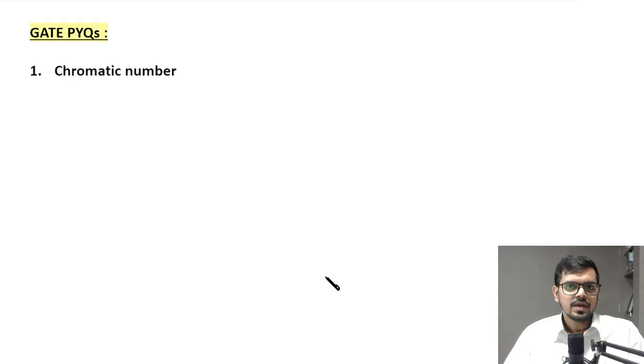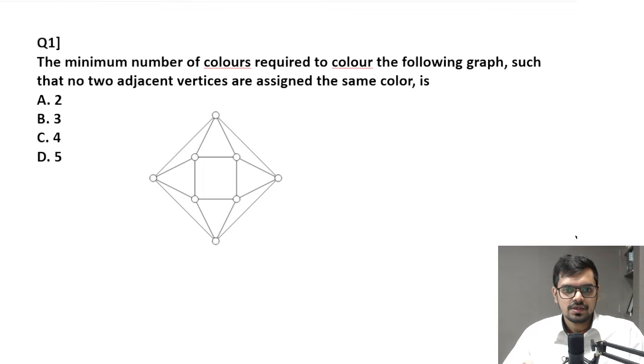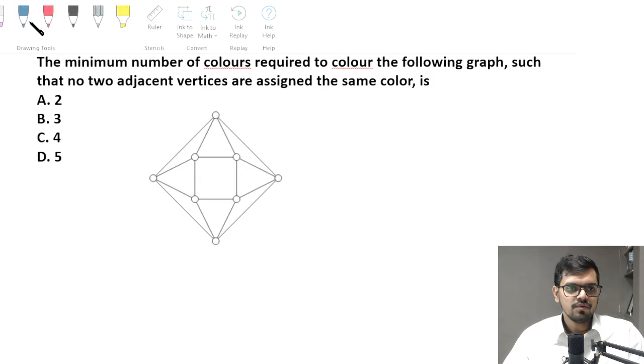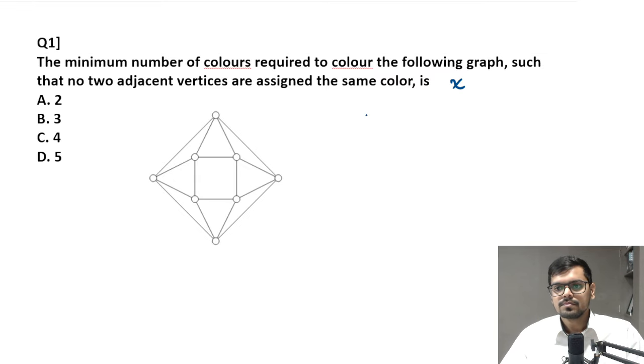In today's class, we are going to solve GATE PYQs on chromatic number. So let us start the lecture with the very first question in front of the screen. Pause the video, try, then look at my solution. Tried? The question says the minimum number of colors required to color the following graph such that no two adjacent vertices are assigned the same color, which means you have to find the chromatic number of this graph.